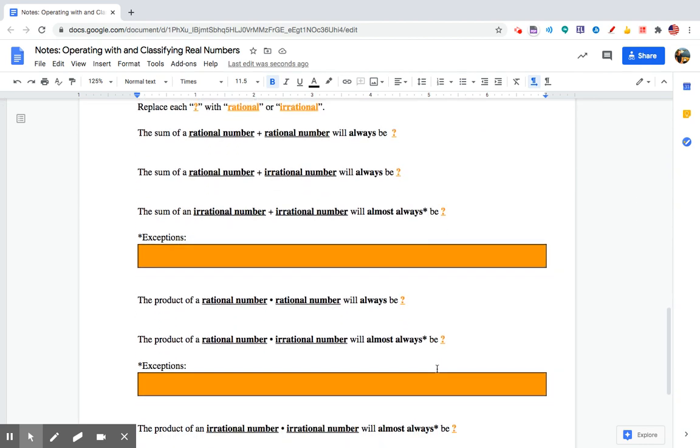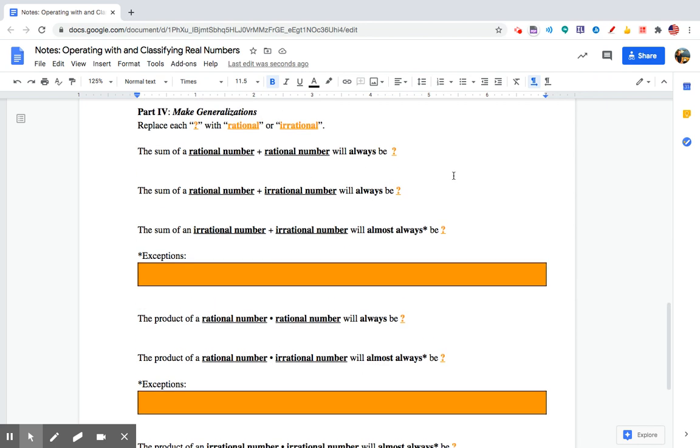And what we're going to do is ask you to replace each question mark with the word rational or irrational. So we'll get us started, okay? The sum of a rational number plus a rational number, well, any two fractions, when you add them together, will always be a fraction. So that's going to be rational. Any two terminating decimals or repeating decimals, when you add them together, will still be terminating or repeating.